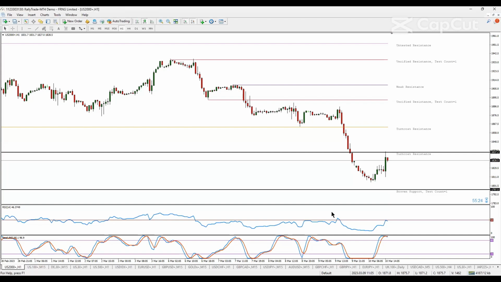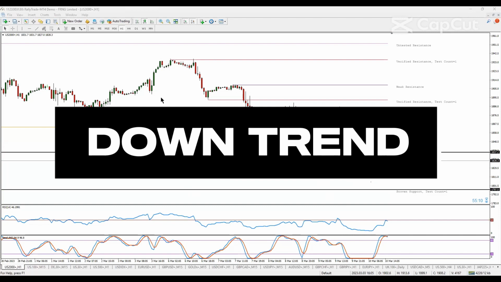maybe less of scalping, but more of stacking. If you want to stack trades, by stacking trades, what do I mean? I'll show you guys real soon. Yes, the trend is actually a downtrend. It's a downtrend.